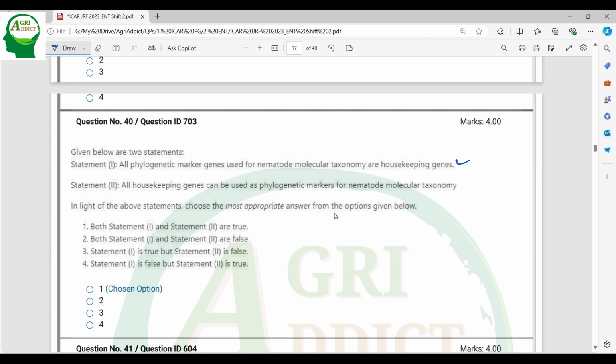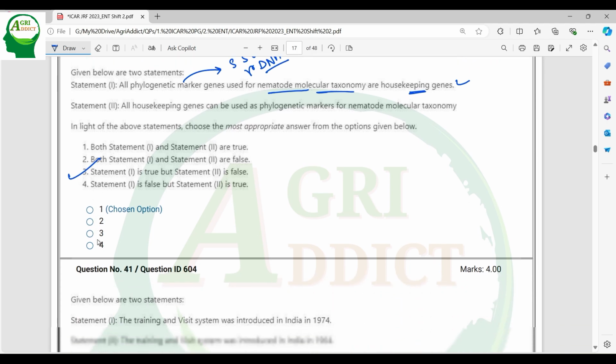Okay, phylogenetic markers come under the housekeeping genes, because housekeeping genes are a very broad term. You all know that this type of question was there in paper 1, that is SSU rDNA. It is a phylogenetic marker mainly used for nematode molecular taxonomy. They are housekeeping genes. So statement 1 is correct, but statement 2 is not correct. It is false.